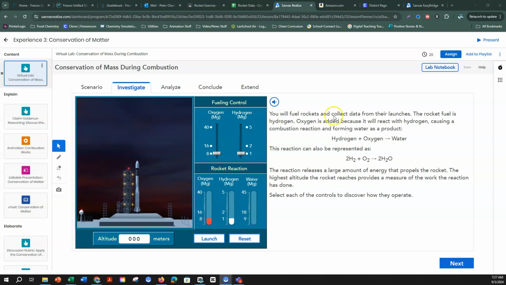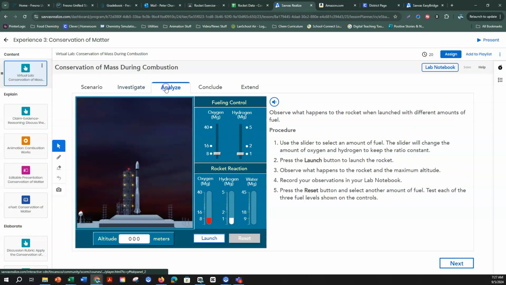So you will fuel rockets and collect data from these launches. The rocket fuel is hydrogen. Oxygen is added because it will react with hydrogen, causing a combustion reaction and forming water as a product. So in this case, hydrogen plus oxygen will result in water. This reaction can also be represented as this chemical formula. So 2 H2s plus O2 equals 2 H2Os, so 2 water molecules. The reaction releases a large amount of energy that propels the rocket. The highest altitude the rocket reaches provides a measure of the work the reaction has done. Select each of the controls to discover how they operate.